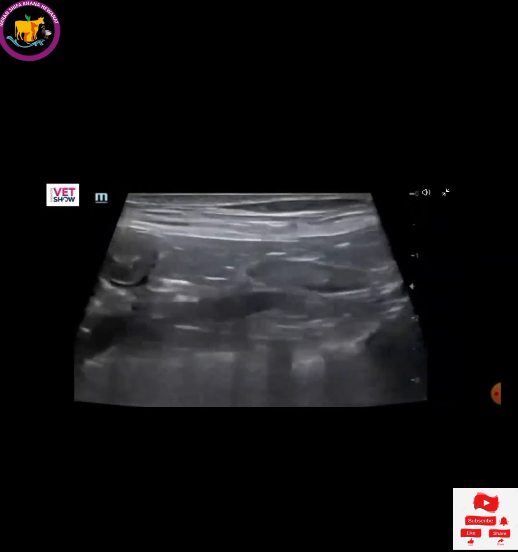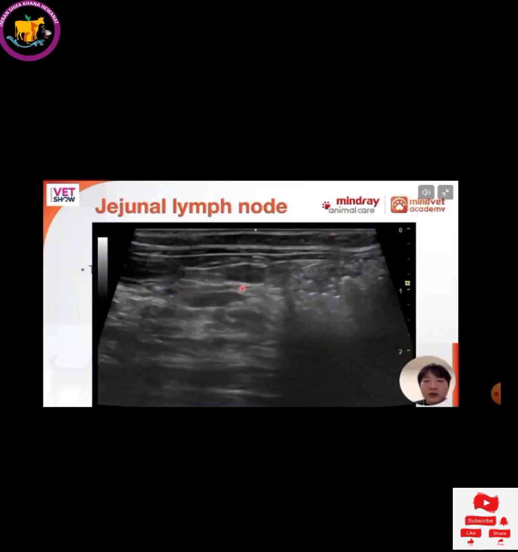This picture shows a normal jejunal lymph node located along the mesenteric vascular tree. It appears elongated in shape with homogeneous echo texture.